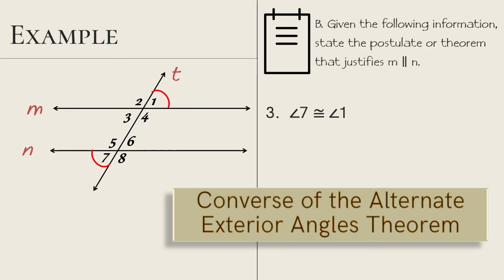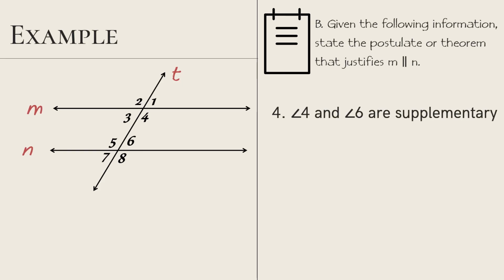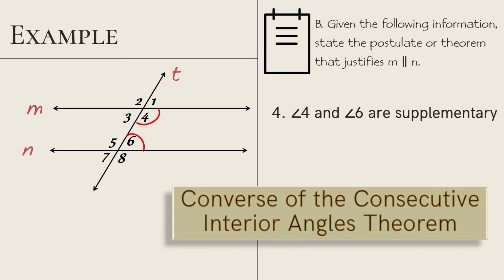And for number 4, state the postulate or theorem that justifies line M is parallel to line N, given that angle 4 and angle 6 are supplementary. Since angle 4 and angle 6, based on our illustration, are consecutive interior angles or same-side interior angles, the theorem that justifies this is the converse of the consecutive interior angles theorem. Now let us proceed to perpendicular lines.